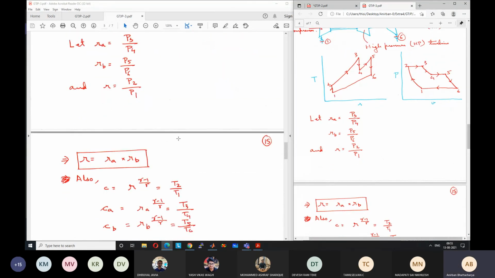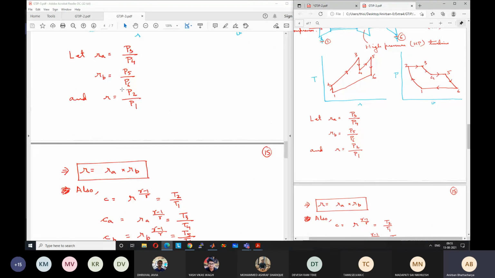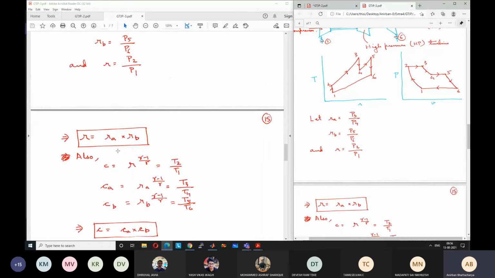So we can write this as, if we multiply these two, P3 by P4 into P4 by P6, because P5 is equal to P4. So these two terms get cancelled. So RA into RB is equal to P3 by P6. So P3 is nothing but equal to P2 and P6 is nothing but equal to P1. So RA into RB is equal to P2 by P1, which is equal to R. So R is equal to the product of the individual pressure ratios of the turbine. Okay, so overall pressure ratio is the product of the individual pressure ratios of the turbine. R is equal to RA into RB.